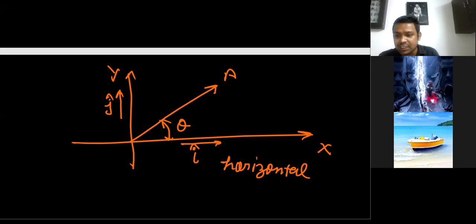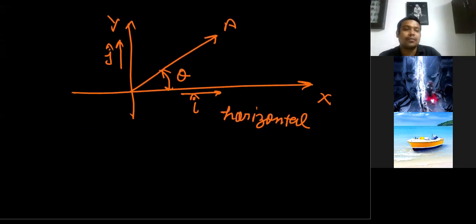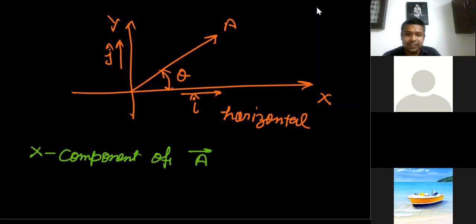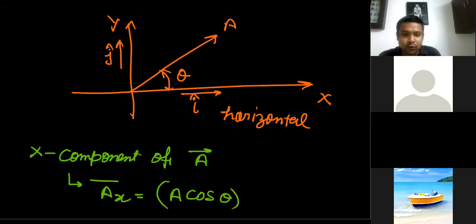Then tell me, my dear friends, what is the x component of vector A? If vector A makes an angle theta from the x-axis, then we can say that the x component of vector A is A cos theta. This is the magnitude. If you want to write in direction form, it is I cap.